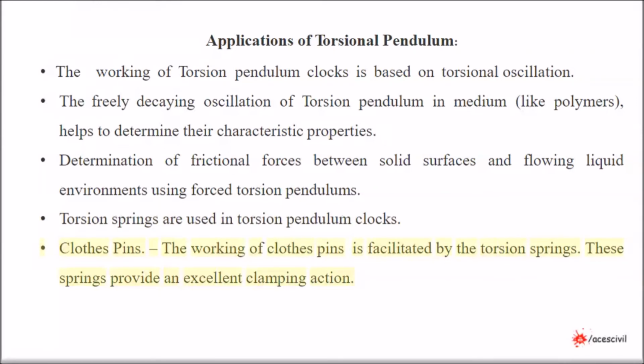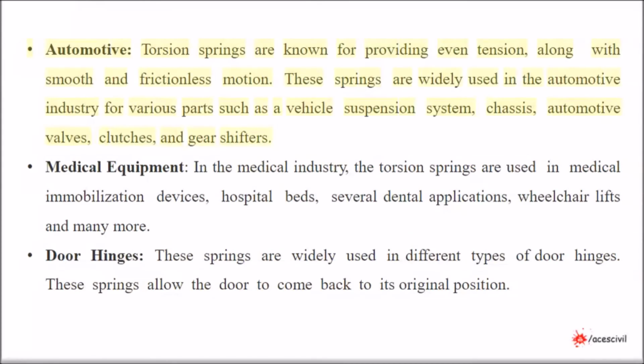Clothespins. The working of clothespins is facilitated by torsion springs. These springs provide an excellent clamping action. Automotive. Torsion springs are known for providing even tension, along with smooth and frictionless motion. These springs are widely used in the automotive industry for various parts such as the vehicle suspension system, chassis, automotive valves, clutches, and gear shifters.